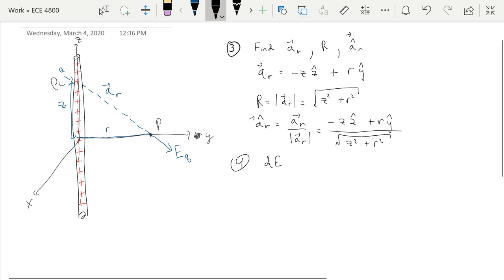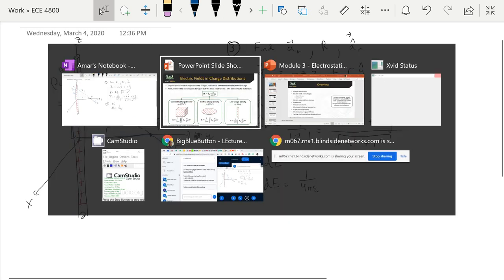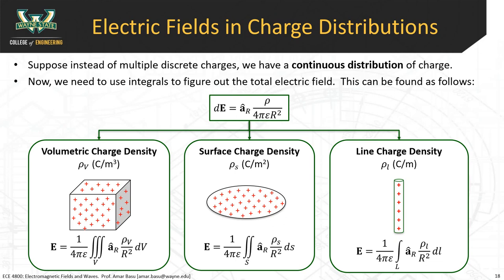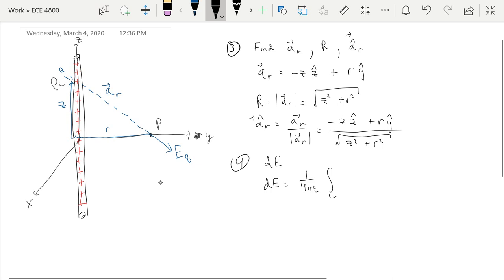So dE, conceptually, is the electric field due to this particular charge at some z. So dE is equal to 1 over 4 pi epsilon, the integral over the line of A sub R, rho L over R squared, dL.